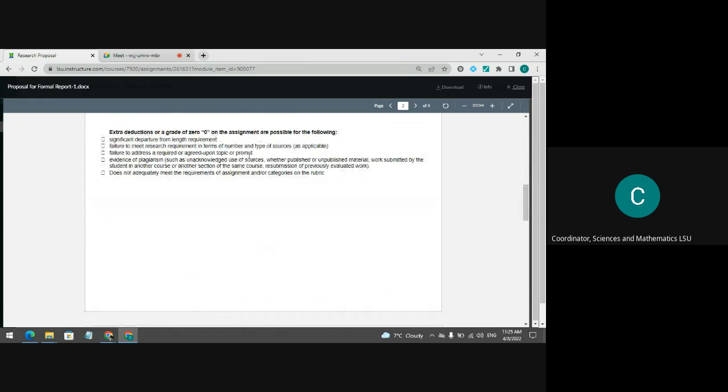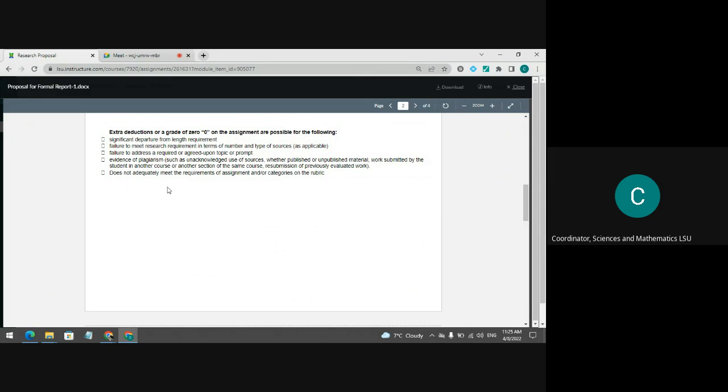Take note of the deductions or a grade of zero that you will receive if you do not meet the required length of 300 to 400 words, if you fail to meet the research requirement in terms of number and type of sources, if you fail to address a required or agreed-upon topic or prompt, or if there is evidence of plagiarism.